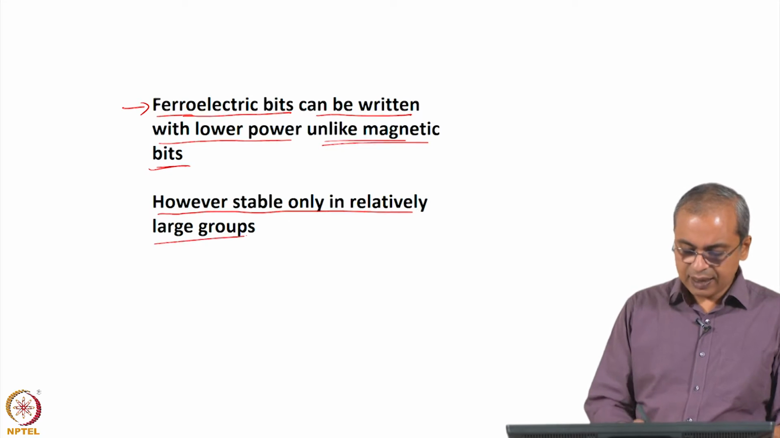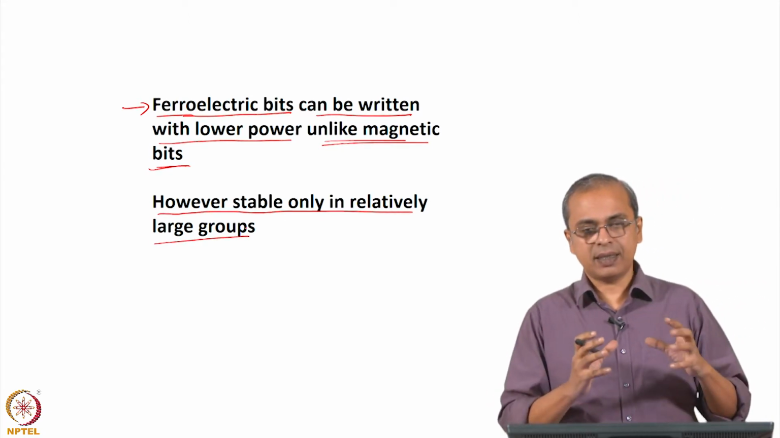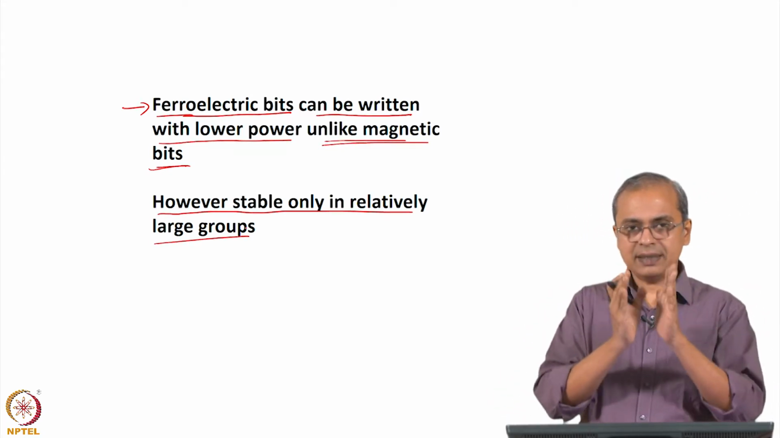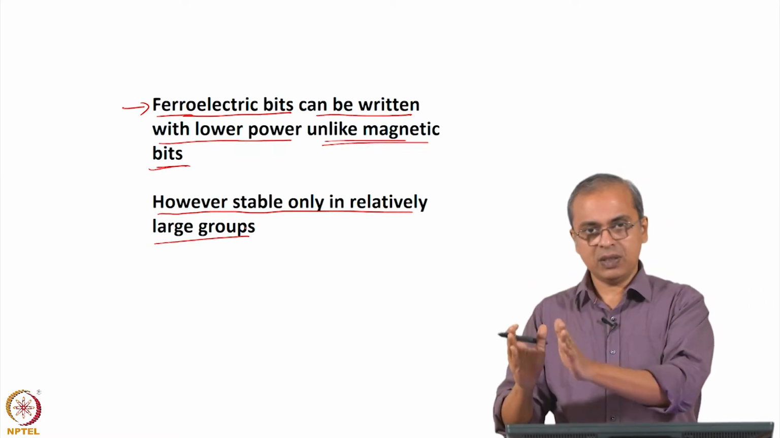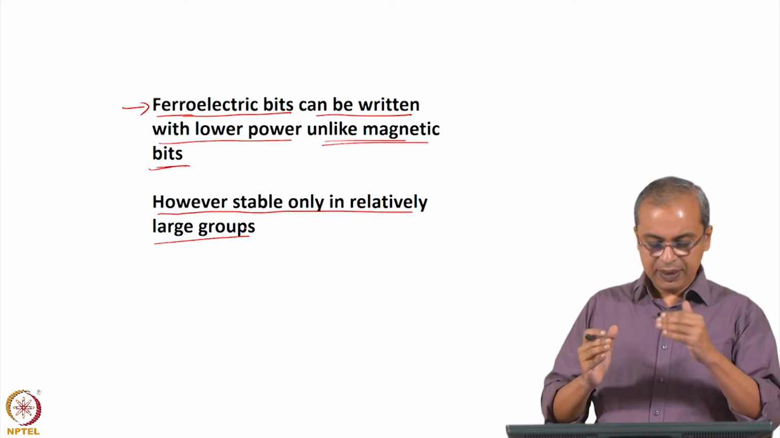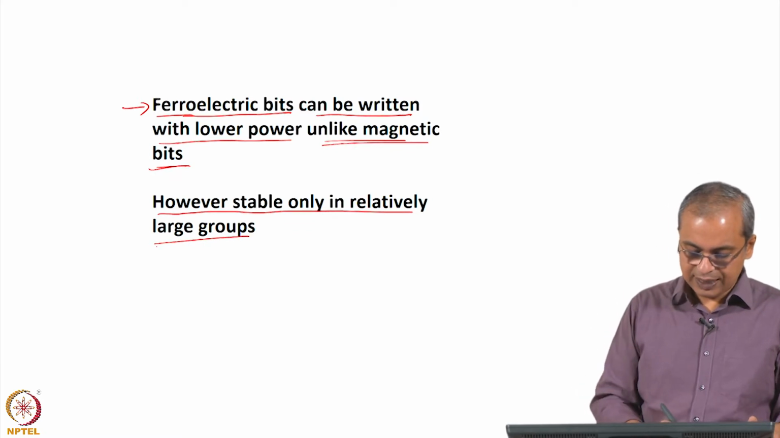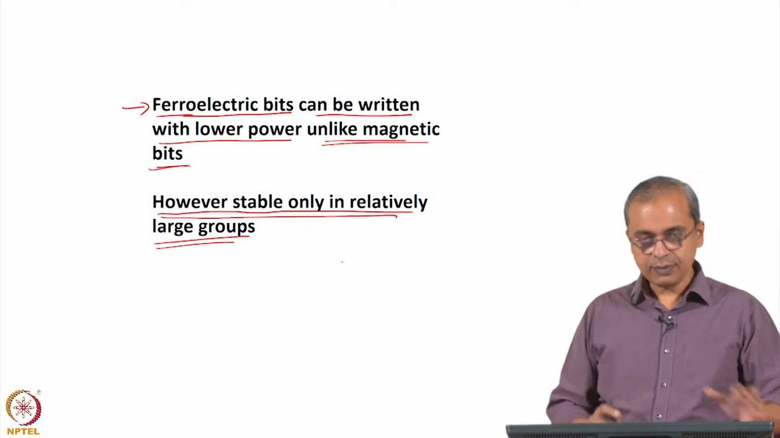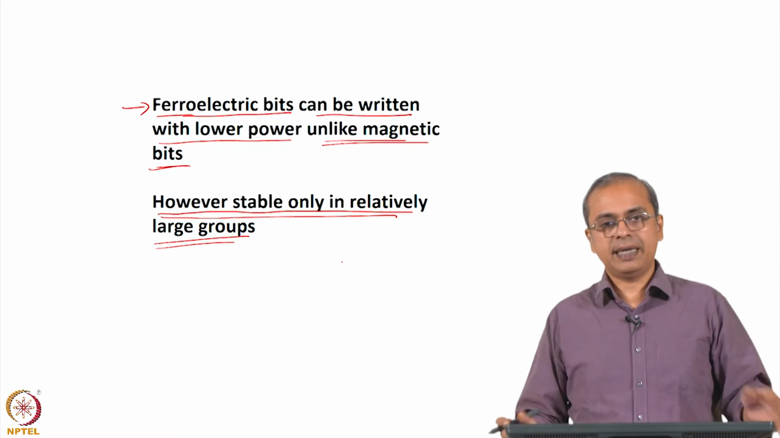It turns out that the stability of that ferroelectric group, for it to stay consistently as 1 or to stay consistently as 0, happens to occur only if you have slightly larger groups of atoms. So, that is when it happens.